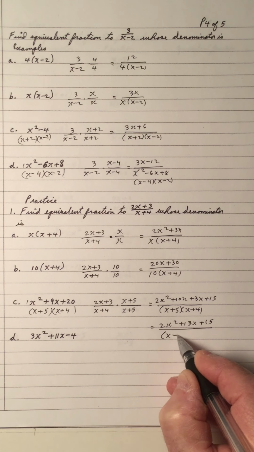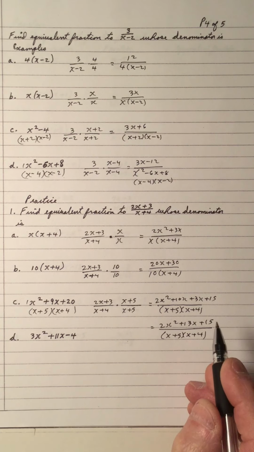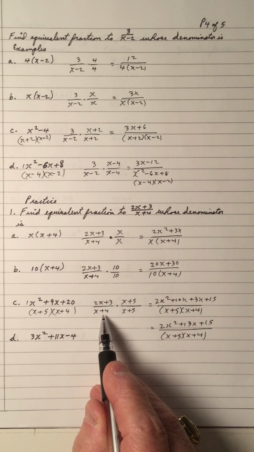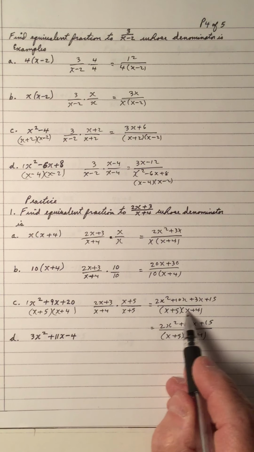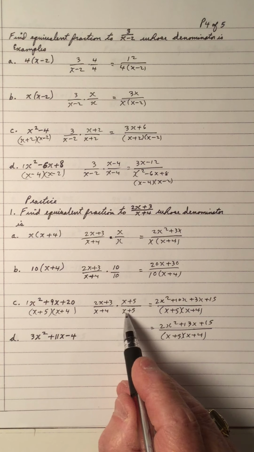all over x plus 5, x plus 4. So factoring this, you can see what you have to multiply x plus 4 by to give you this denominator. So you multiply the numerator by the same expression, x plus 5 over x plus 5.